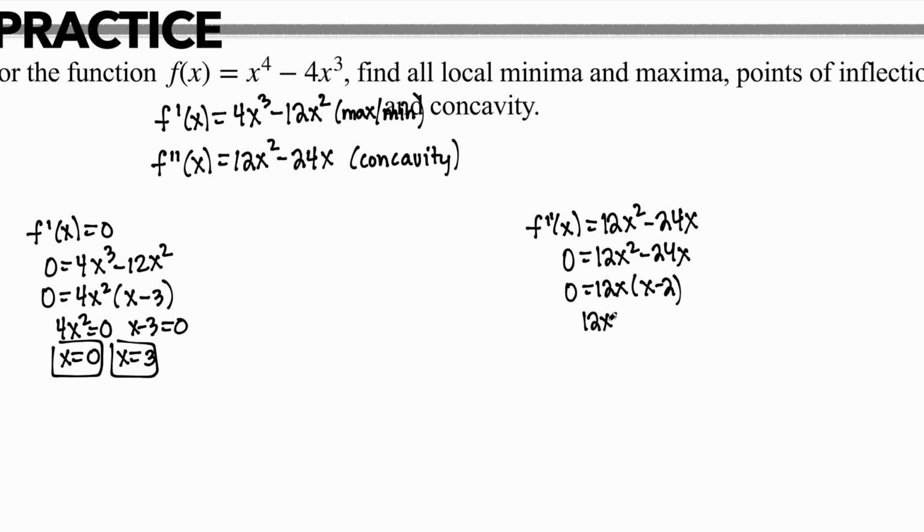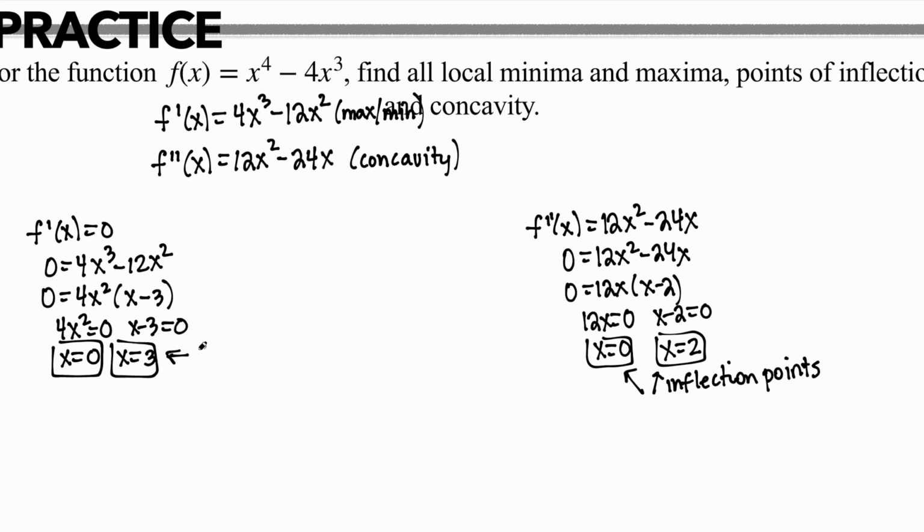So when I set them both equal to 0, I'll get x equals 0, and I'll get x equals 2. Okay, these are called inflection points. Which means that if I was to graph the original function, I know that at 0 and 2, it is going to turn to become either concave up or concave down.